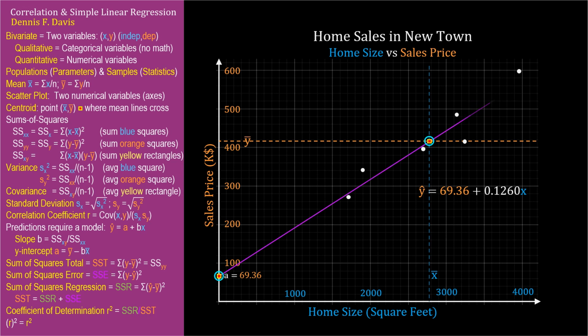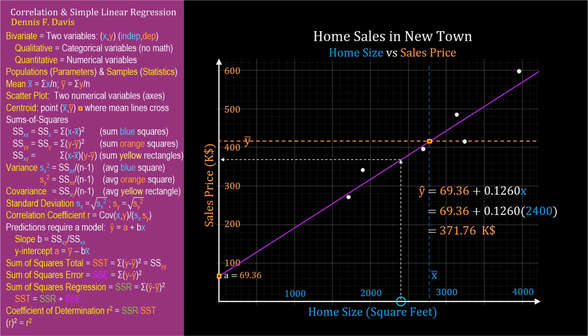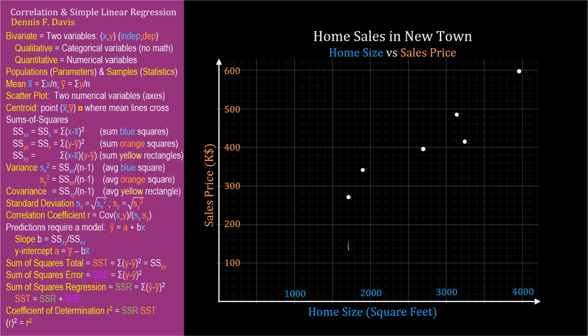Let's use our best fit line to make a prediction. How much might we expect to pay for a new town home whose size is 2,400 square feet? We only need to plug x equals 2,400 into our y-hat equation, and we get 371.76 k dollars. Of course, the regression line tells us the same thing, since it's a graph of the equation we just used. We need to be careful when we make predictions.